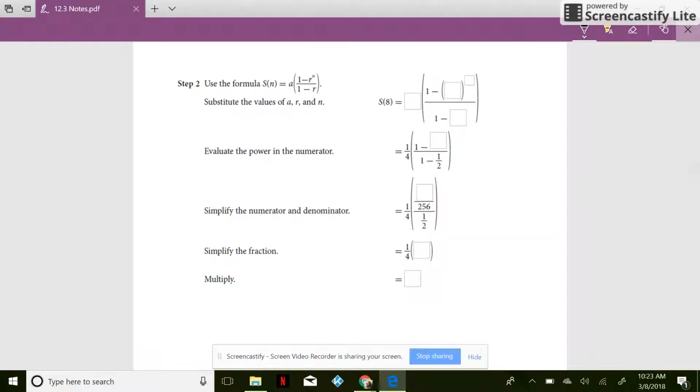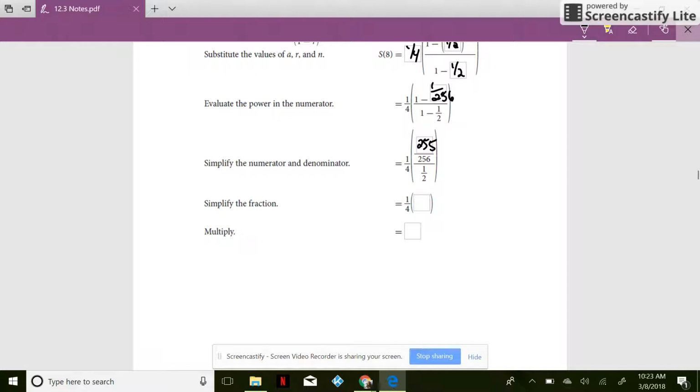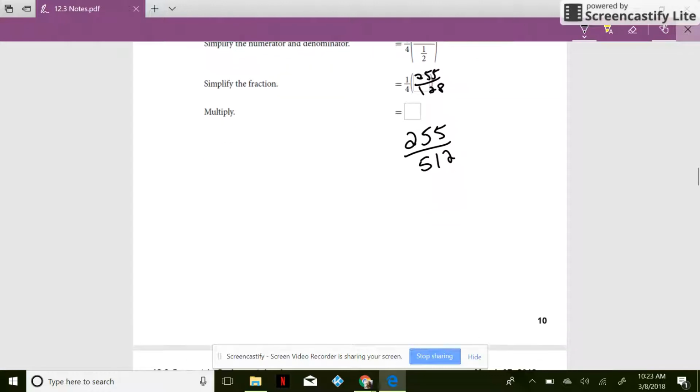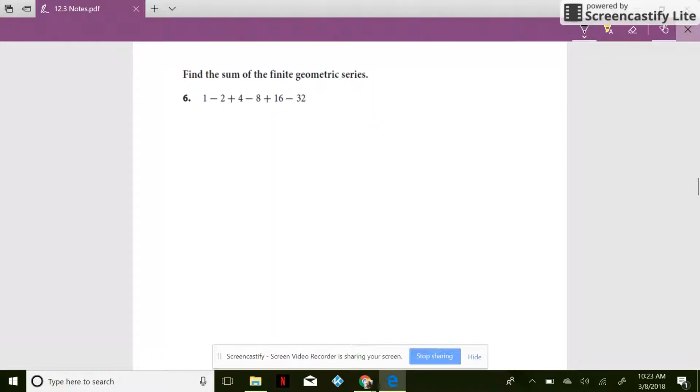So once we have those values, we can plug them in. So S of 8 is equal to 1/4 times 1 minus the common ratio, 1/2, to the 8th power, over 1 minus 1/2. So 1/2 to the 8th is 1 over 256. Doing that subtraction, we'll get 255 over 256. Divide that in half, we get 255 over 128. Multiply that by 1/4, you end up with 255 over 512. So again, most of this is just going to be plugging stuff into your calculator.